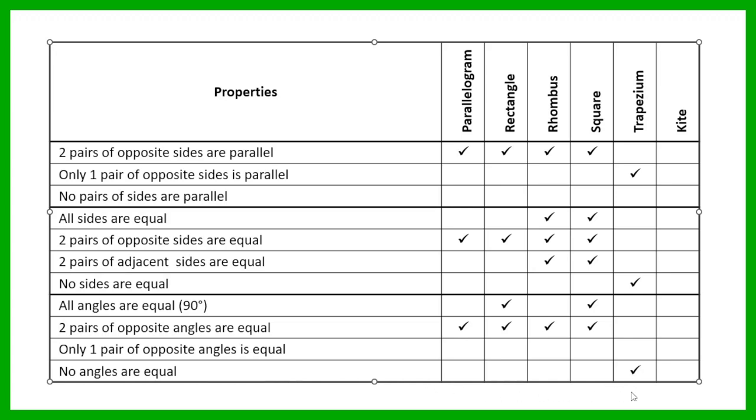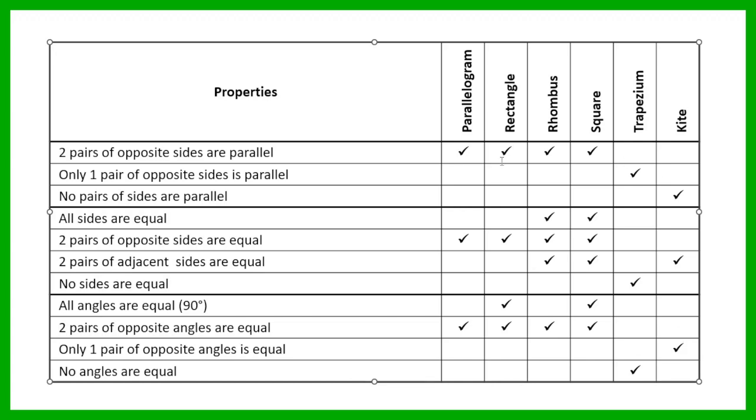Okay, and then for a kite, we can say that a kite has no sides that are parallel to each other. This is the only one that doesn't have any pairs of parallel sides. In terms of the lengths of the sides, a kite has got two pairs of adjacent sides that are equal in length. And in terms of the angles, a kite has got one pair of opposite angles that are equal.